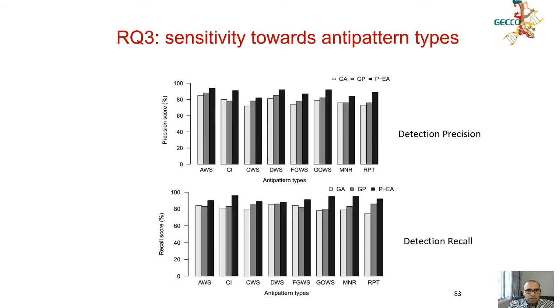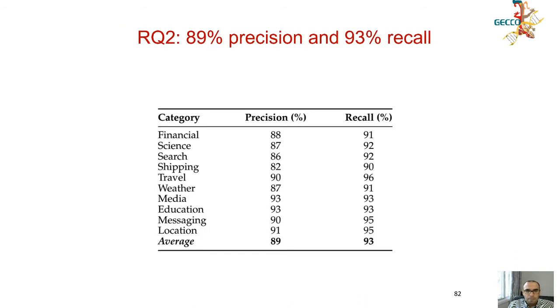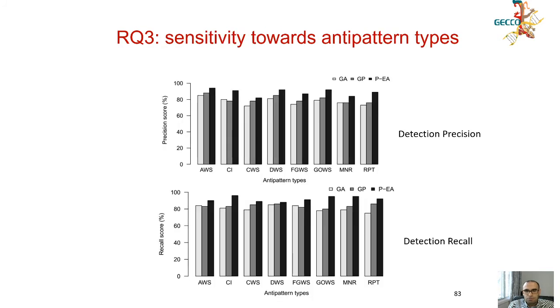We also investigated, as a sensitivity analysis towards anti-pattern types, the types that were detected, to find out whether there is a bias towards the detection of some specific anti-patterns or not. Ideally, our approach should detect all the types of anti-patterns equally. Here we can see the different types of anti-patterns and the precision and recall results. We compared our approach against single-objective genetic programming and genetic algorithm. We found here that almost all results are between 80 and 100% in the considered anti-pattern types.